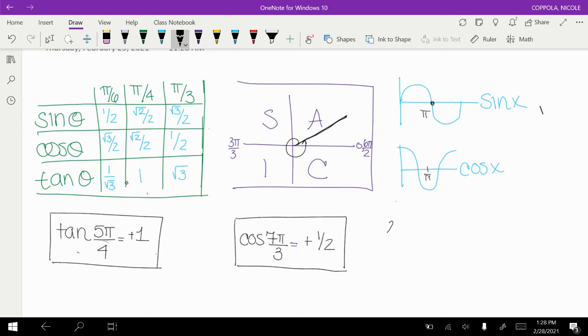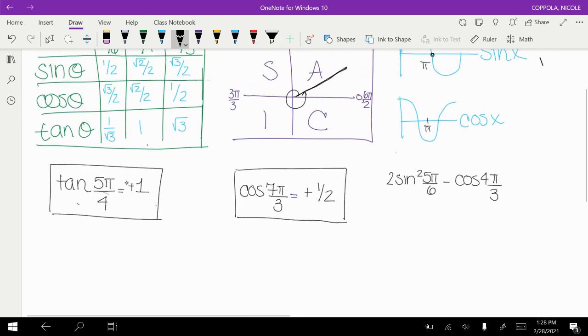Last but not least, we'll do an interesting one. 2 sine squared of 5 pi over 6 minus cosine of, let's see, 4 pi over 3. All right, so let's see how we can do this. First off, when you see the squared there, all that means is get the sine of 5 pi over 6 and then square it. For some reason, mathematicians don't like putting those parentheses in, so they just move the squared.